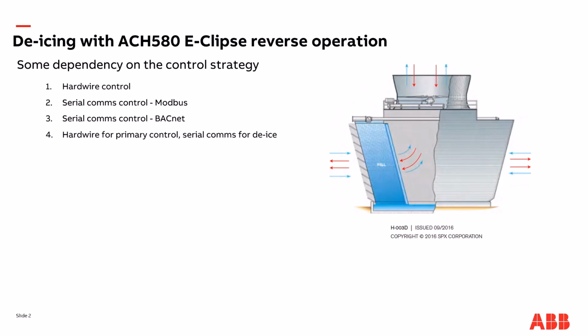And finally, another less common control strategy is hardwire for primary control, but serial comms to initiate the de-ice request. And this could be by design, or it might also be a case where the de-ice functionality was initially overlooked and the control wiring to initiate it has not been pulled to the system. And so in this case, where there is also comms in the application, there is a workaround where the de-ice request can be initiated over comms.